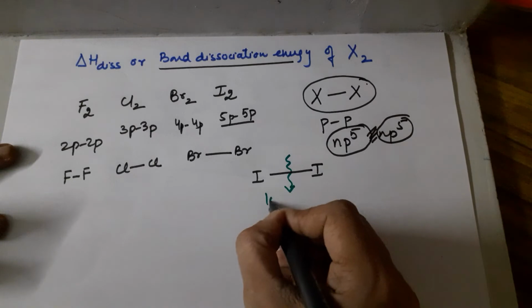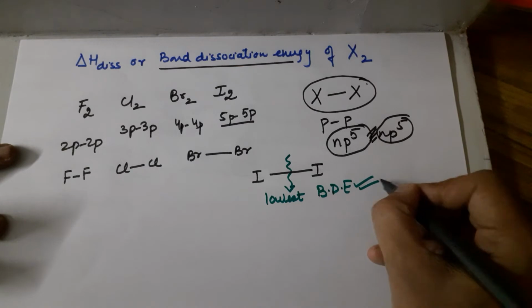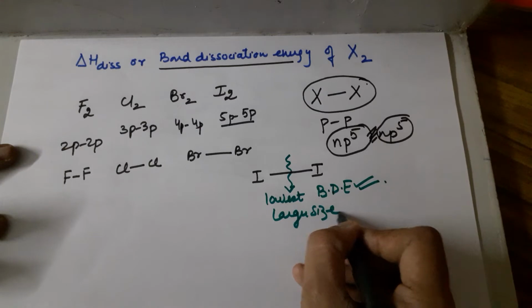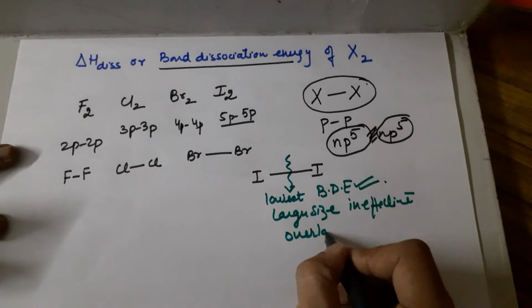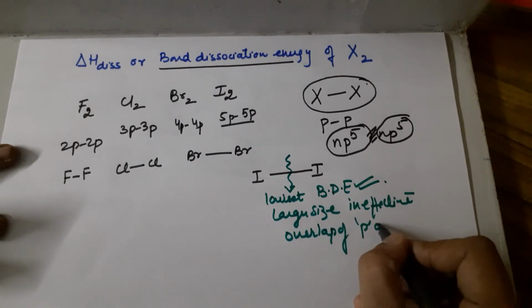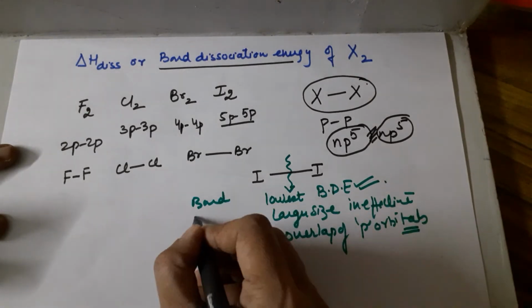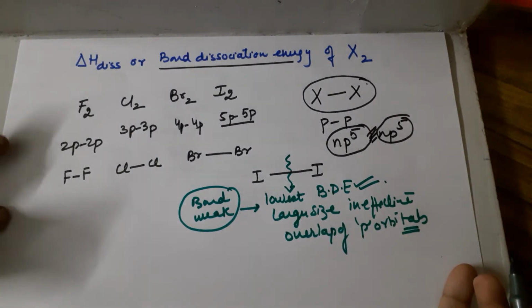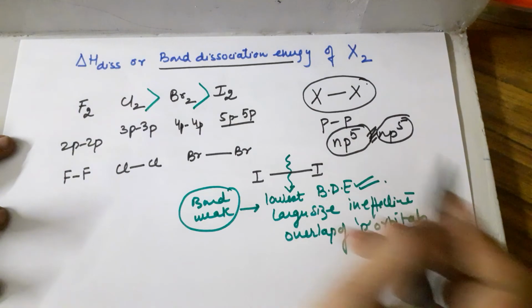Hence, we say this has the lowest bond dissociation energy, and that is correct because the larger size and ineffective overlap of p orbitals makes the bond weak. Since this bond is weak, the amount of energy required to dissociate it would be less. We expect that the bond dissociation energy should be the least here. Now till this point it is okay.